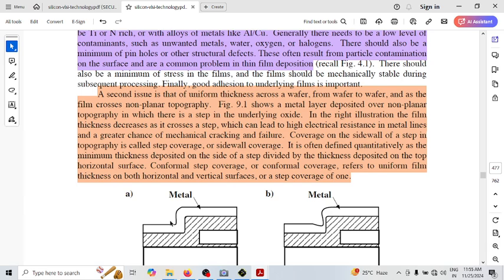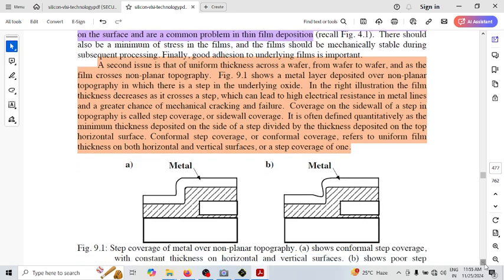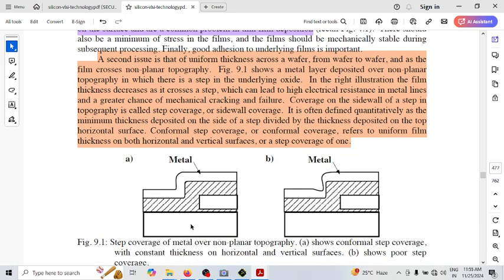So now on this step I have to deposit the metal. A good deposition is visible on the left-hand side, in figure A. This is step coverage of metal over a non-planar topography. You have a change in the height here. Whenever you're depositing, this is a perfect deposition where you can see the layer thickness is uniform throughout, as well as here.